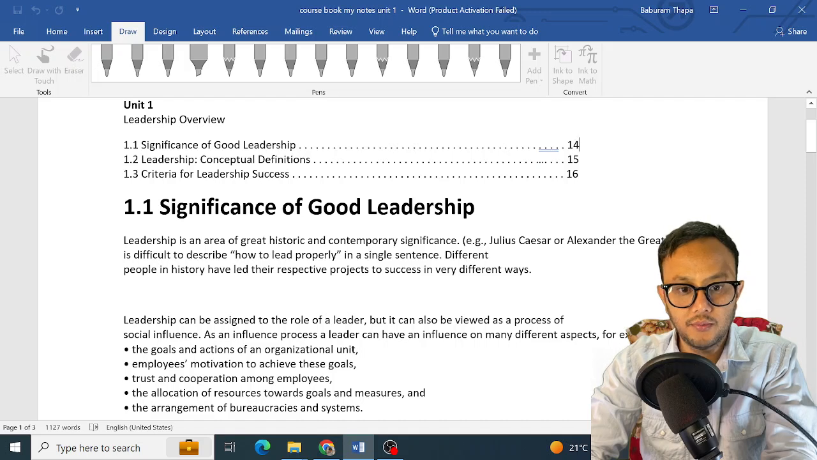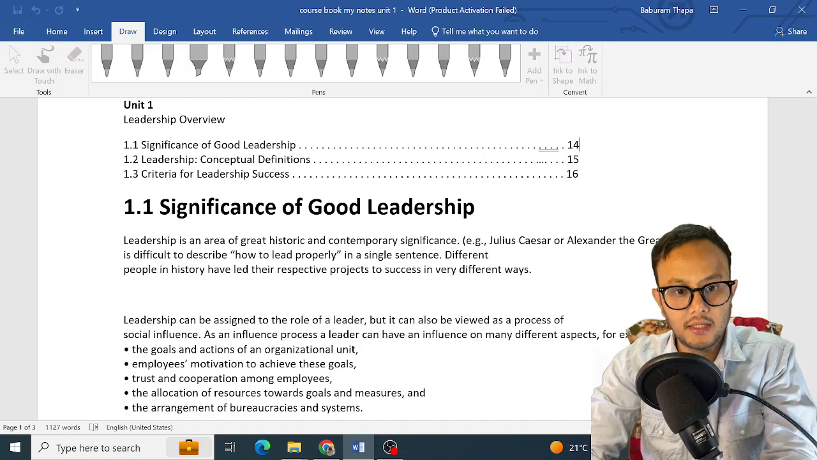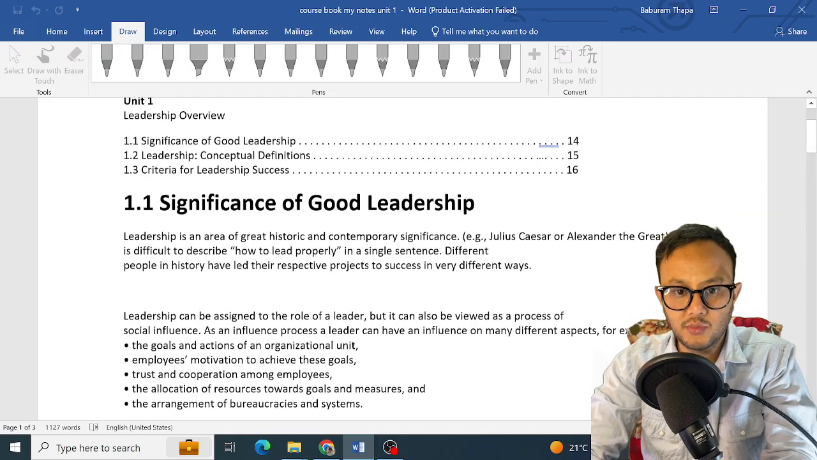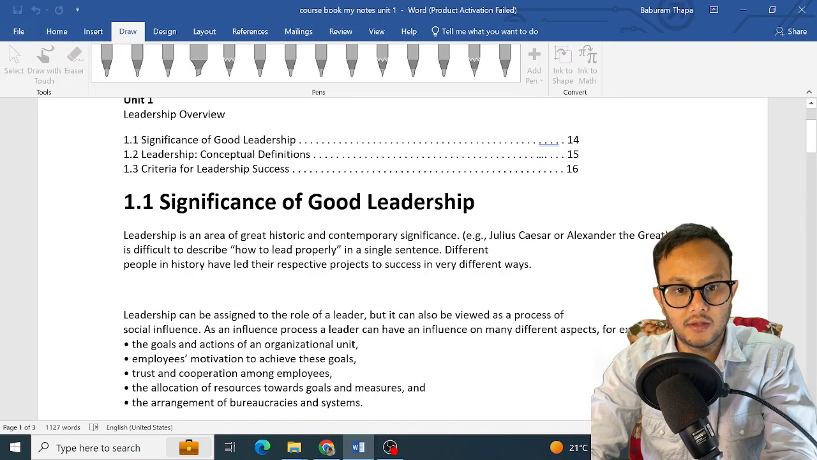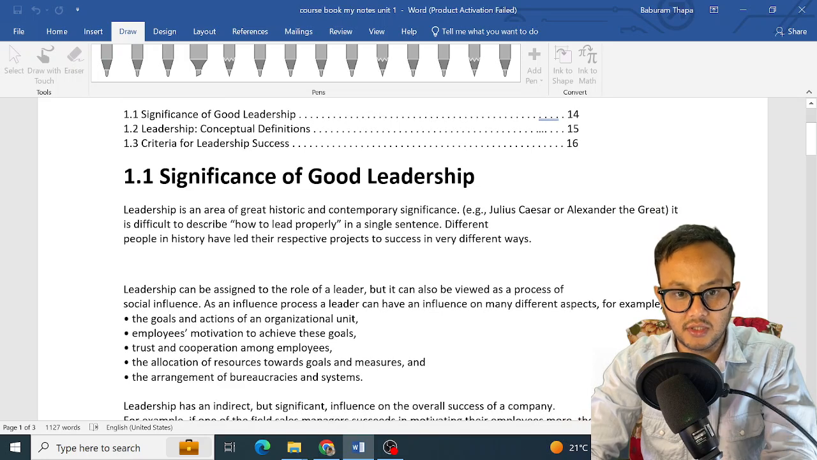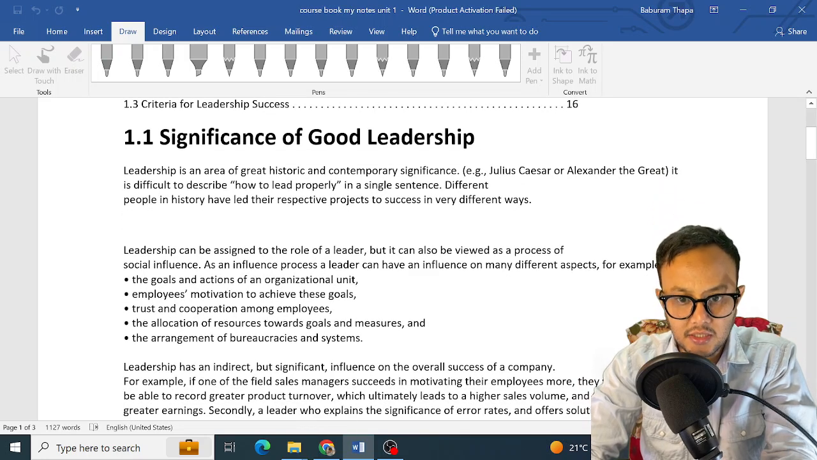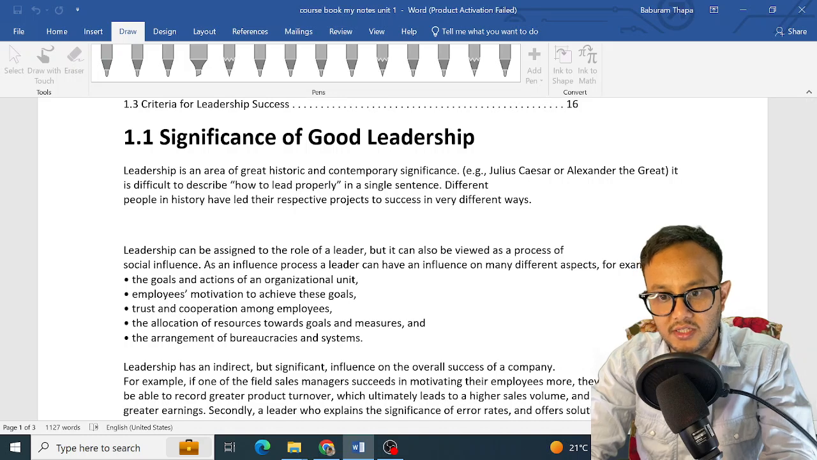We will be seeing the significance of good leadership. Then within leadership we'll see conceptual definitions. Then the third point, we'll see the criteria for leadership success. So what is the significance of leadership? Leadership is an area of great historic and contemporary significance, right?